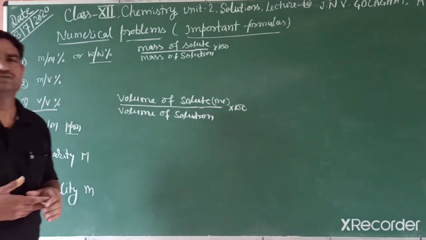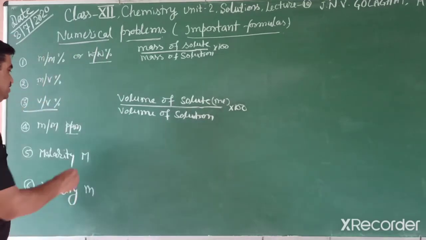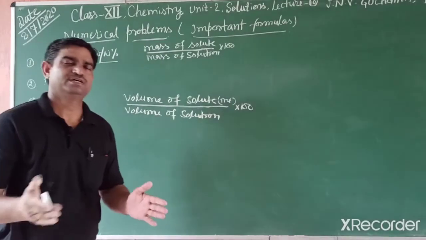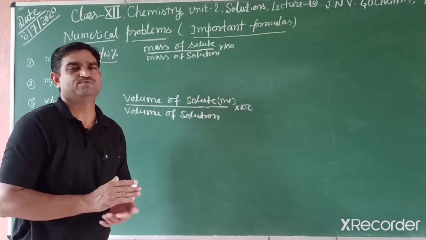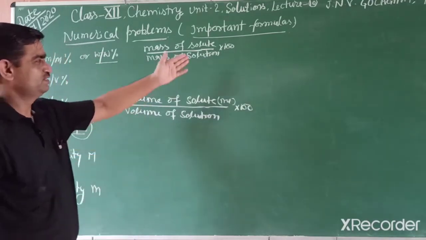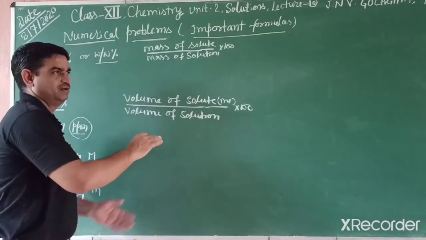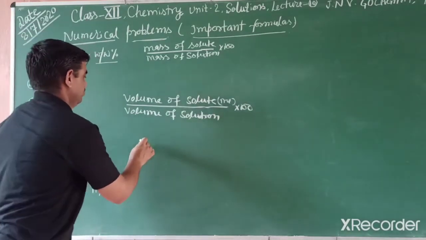Another, if the component is in a very small, minute quantity, then we represent it by parts per million. Parts per million we can again write in three ways: mass by mass, mass by volume and volume by volume. In place of percent, we write 10 to the power 6. You can say number of component by total number of components into 10 to the power 6.